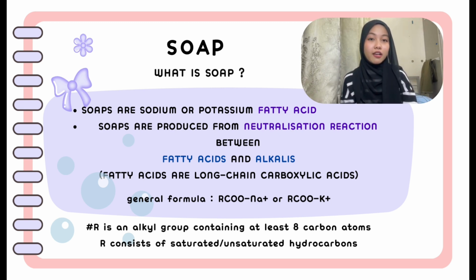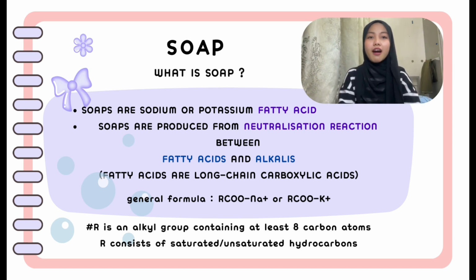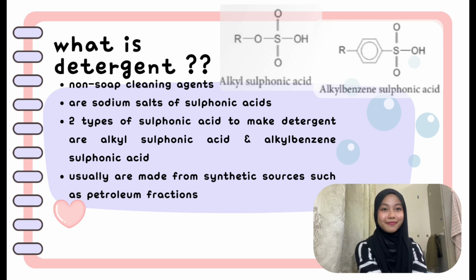Fatty acids are long-chain carboxylic acids, and the general formula is RCOO-Na+ or RCOO-K+. R is an alkyl group containing at least 8 carbon atoms. R consists of saturated or unsaturated hydrocarbons.